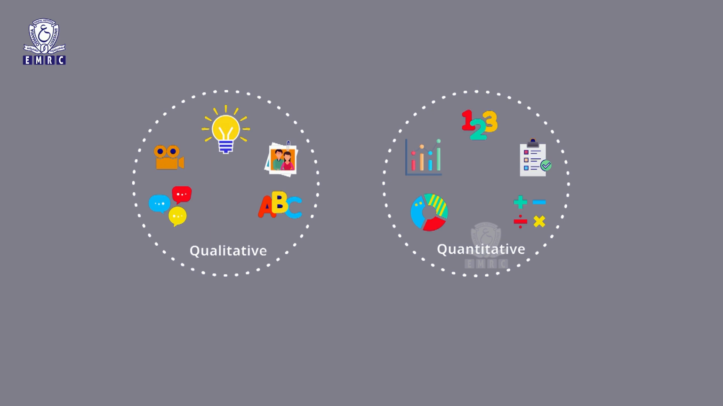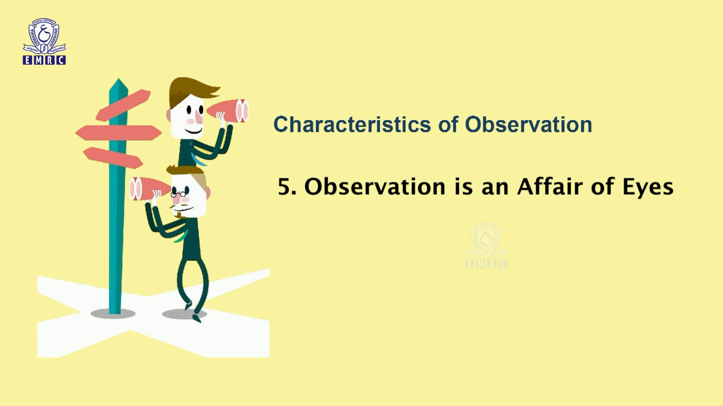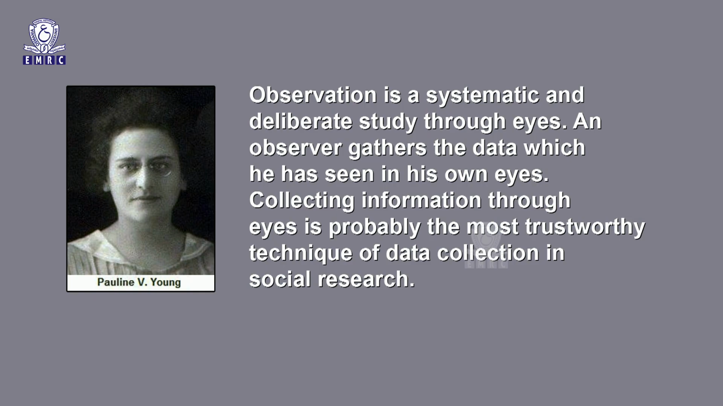Even the quality should be converted into quantity, because qualitative data is subjective and quantitative data is objective and can be further interpreted in an objective manner. Fifth characteristic is that observation is an affair of eyes. P.V. Young remarks that observation is a systematic and deliberate study through eyes. An observer gathers the data which he has seen with his own eyes. So, collecting information through eyes is probably the most trustworthy technique of data collection in social research.